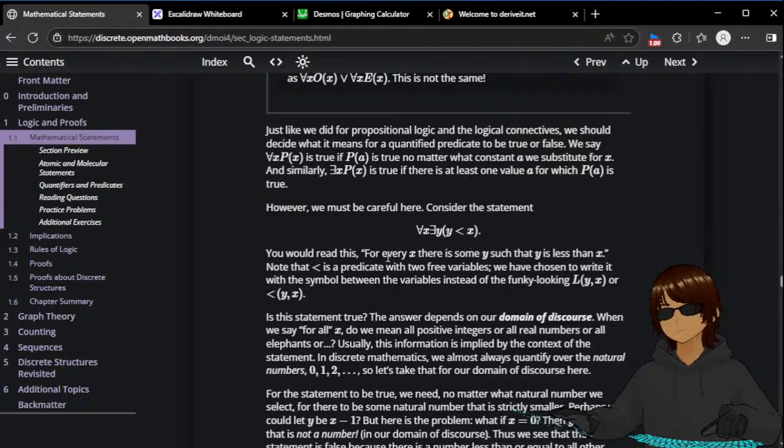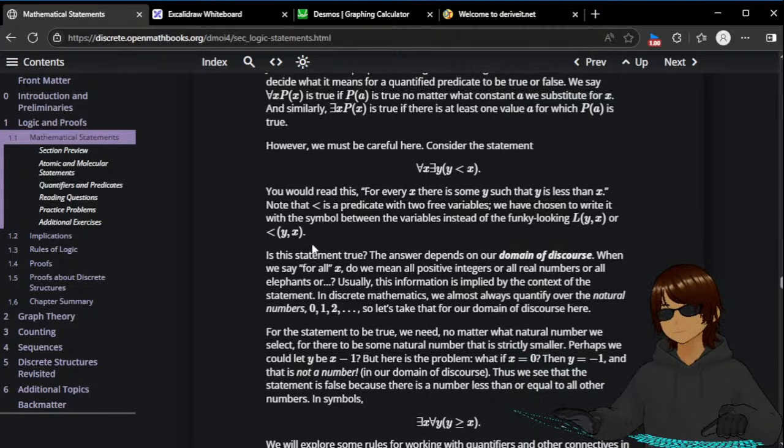You would read this as: for every x there is some y such that y is less than x. Note that less than is a predicate with two free variables. We have chosen to write it with a symbol between the variables instead of the funky looking L(y, x) or less-than(y, x). Is this statement true?